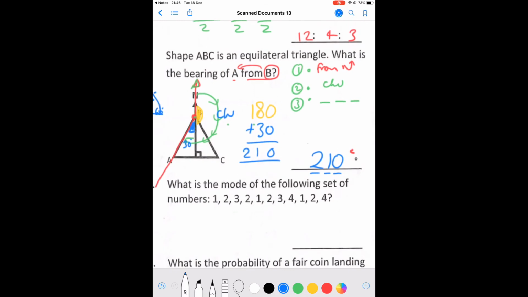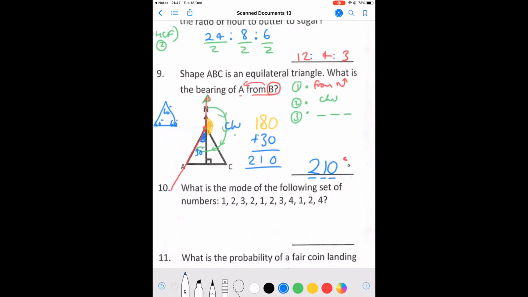Okay, now question number 10 says, what is the mode of the following set of numbers? Well, the mode is the number that occurs the most often. And the mode in this case: 2 happens once, twice, 3 times and 4 times, which is more than any other number there. So the mode is 2.